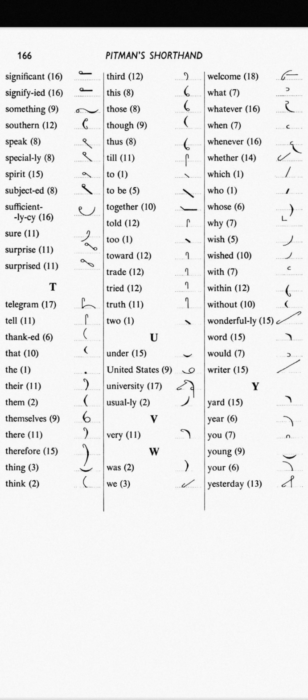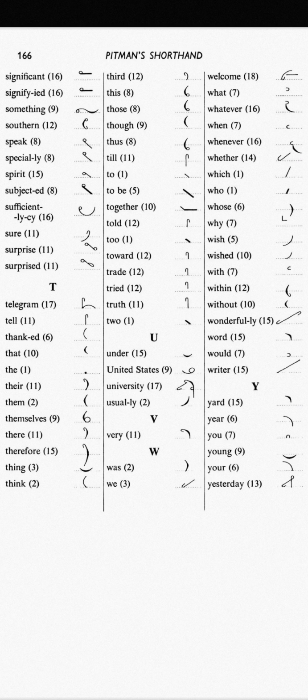Left semicircle on the line for when. Left semicircle on the line with V stroke through the line for whenever. WH form wa on the line for whether. J on the line for which. Downward tick in the form of J on the line for who. Z stroke through the line for whose. Angular sign above the line like 90 degrees for why.